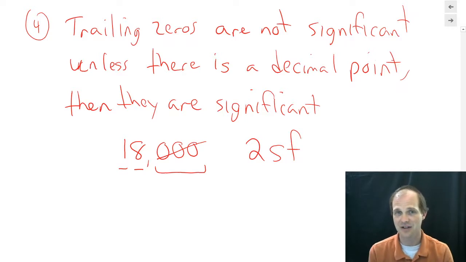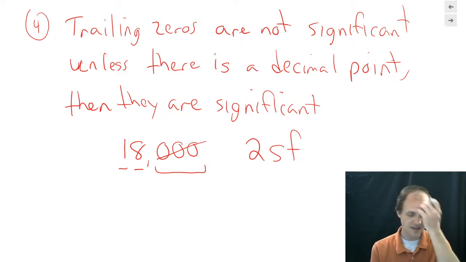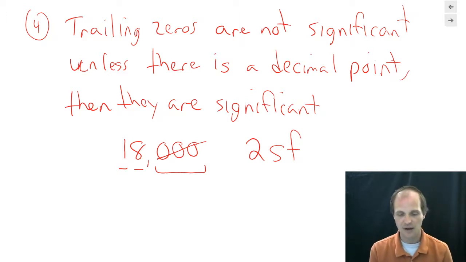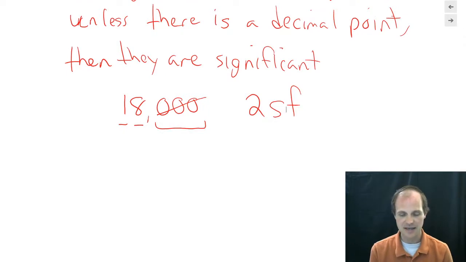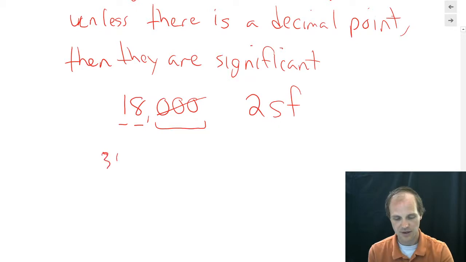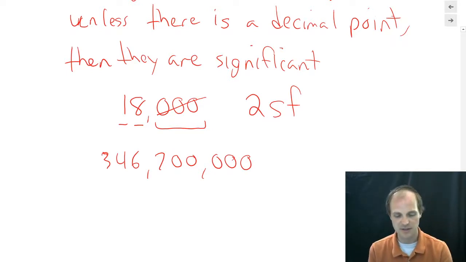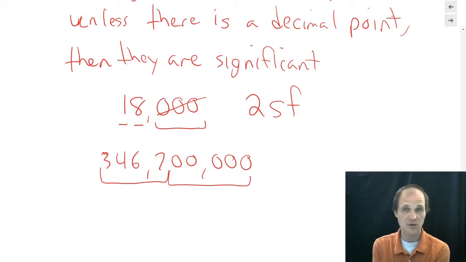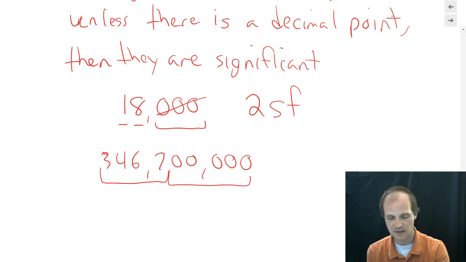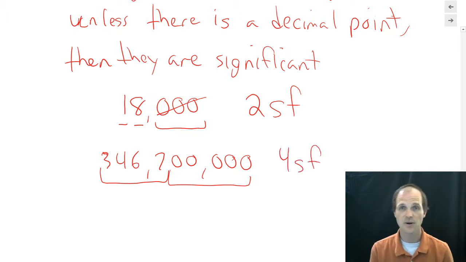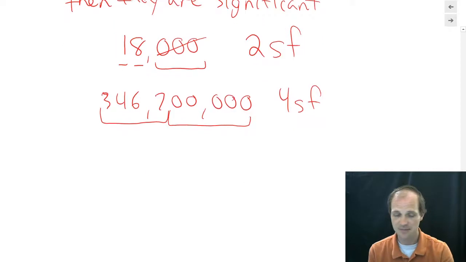All right, if you've got $18,000, do you really care if you've got $18,001? Probably not so much. Okay? That last digit might not be all that significant to you. All right, so 18,000, 2 significant figures. How about 346,700,000? Well, we know all of these guys are significant. And then these guys, since there's no decimal point, they are not significant. And so this number has 4 significant figures. We can combine this with other rules.